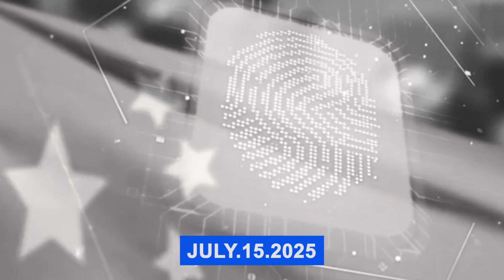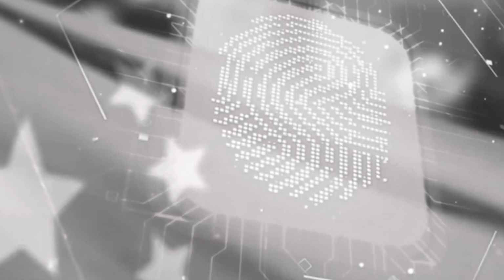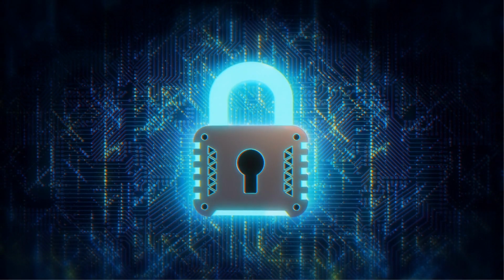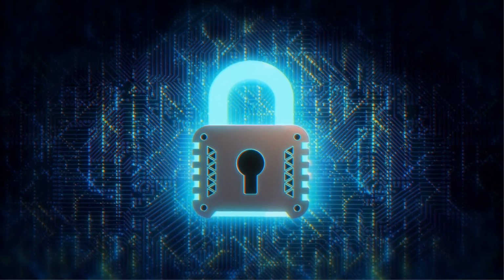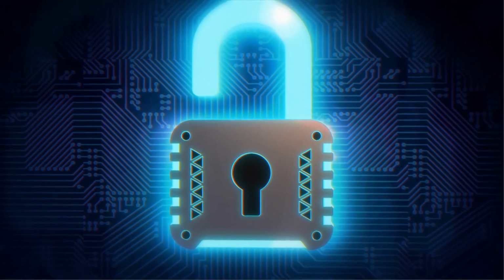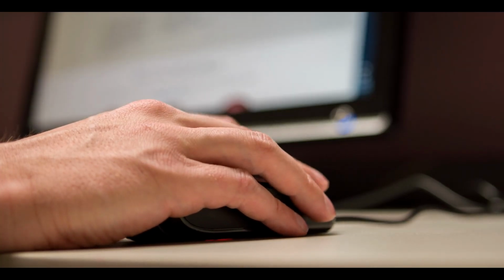Starting July 15, 2025, China launched a state-controlled national internet ID system that promises to revolutionize how people access the web. Think of it as a master key, one government-issued digital identity that unlocks every website, app, and online service you use. Here's how it works.